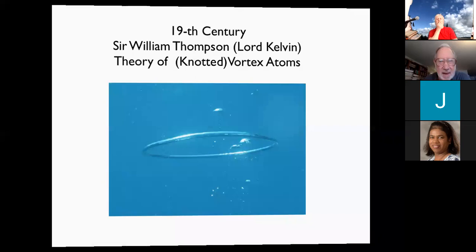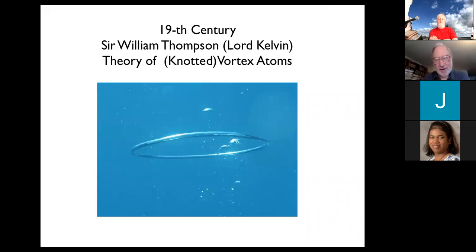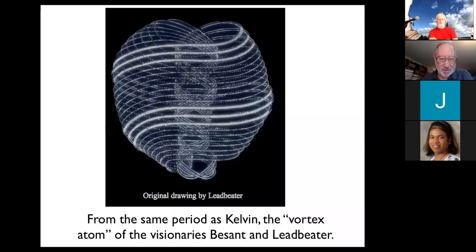As I said, in the 19th century, Sir William Thomson, Lord Kelvin, had a theory of knotted atoms. And somehow this theme keeps coming back in one way or another. I hope to talk about some of the physical things as we go along, but not too much physics today. Here's another Victorian knotted atom due to the visionaries Besant and Leadbeater. So those ideas were in the air about knots and fundamentals back then.